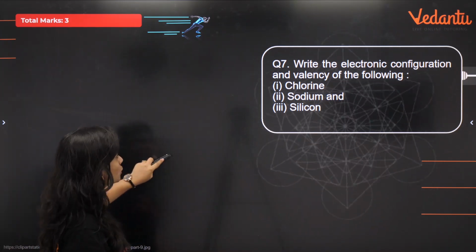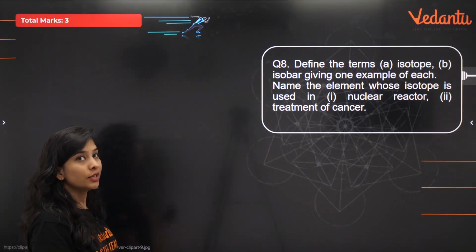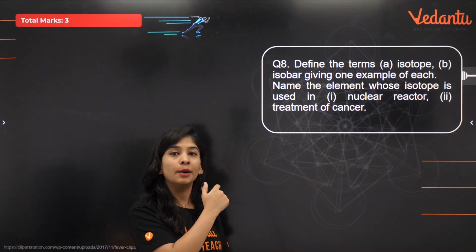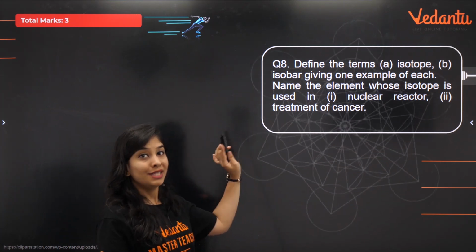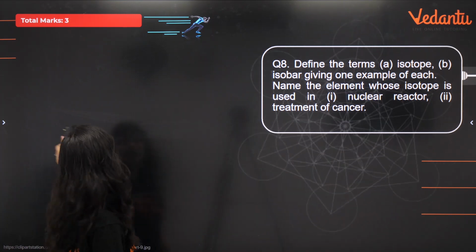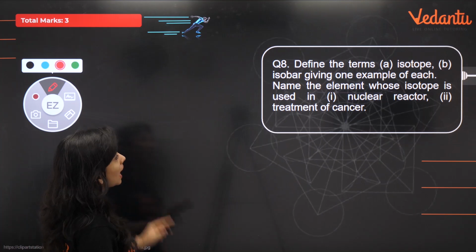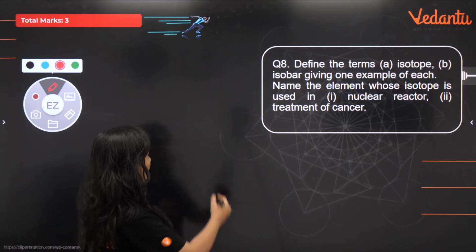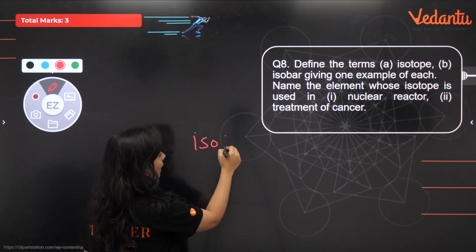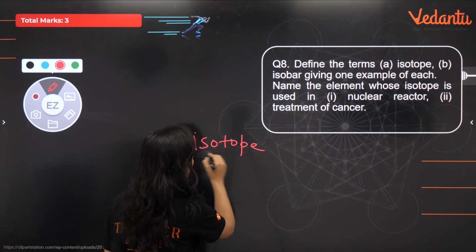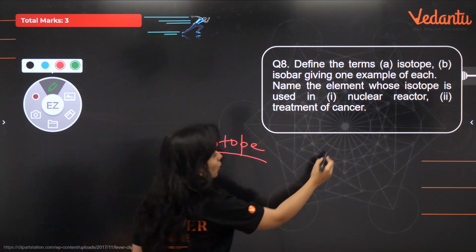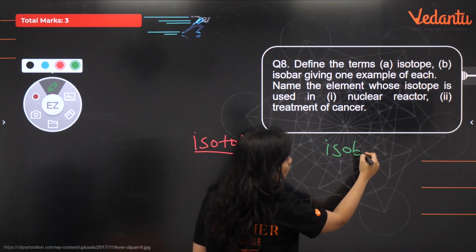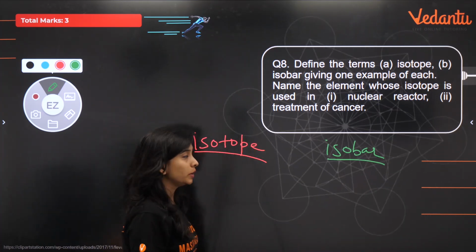Very nice. Let's move to one more question, which is again an important question. Question can come from this part also, definitely. The question is: define the term isotope and isobar, giving one example of each. तो पहले discuss कर लेते हैं. If I talk about isotope and if I talk about isobar, what basically is the difference between the two?